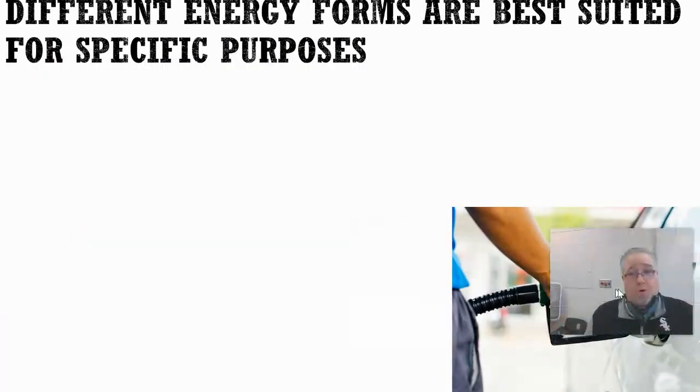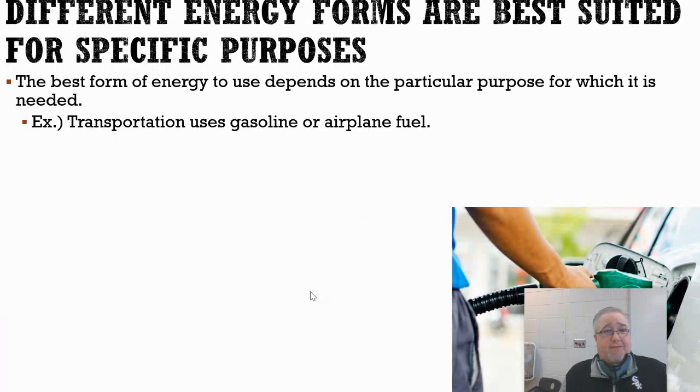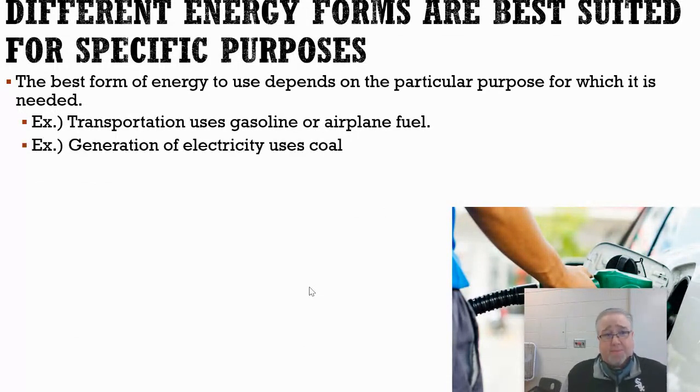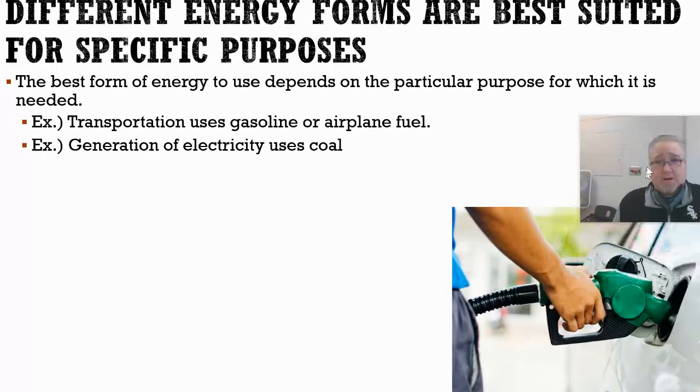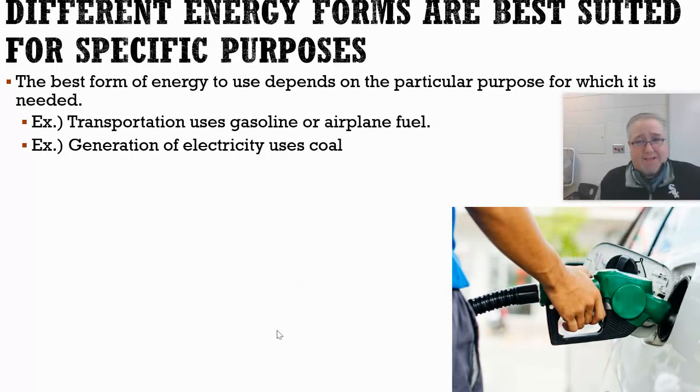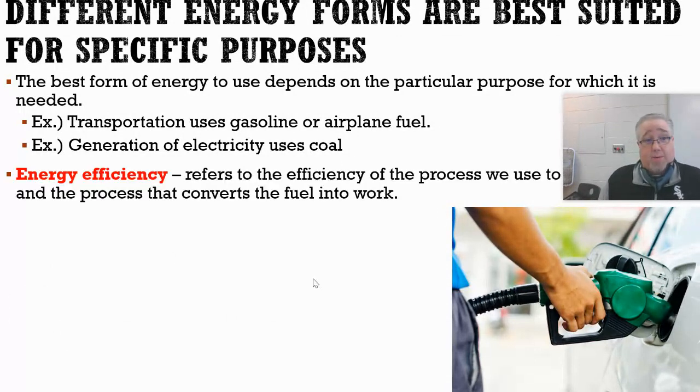All right, just a few more things here. Different types of energy are utilized for different purposes. For example, transportation. What kind of energy do we use? We use gasoline or airplane fuel. We wouldn't put firewood into our gas tank, right? That's kind of ridiculous. Electricity, we mainly use coal. There are some other things as well, but coal is the big one.